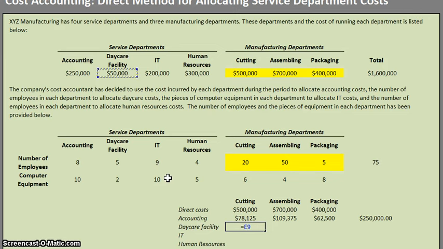If you remember when we were doing activity-based costing, we found a rate and then we multiplied it based on usage. Your professor might want you to first find a rate. So just a little intermediate calculation here. If we divide it by the 75, we see that we're going to be allocating $666.67 of the daycare cost for every employee. So if we divide it by that, we get our rate, then multiply it by the usage, and that gives you your answer for the allocation.